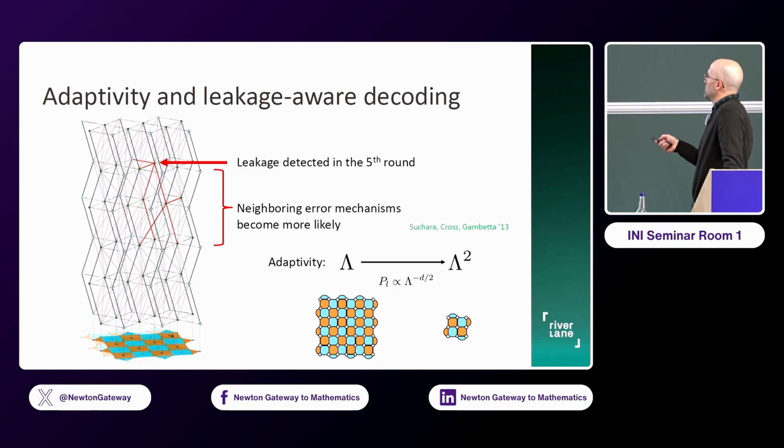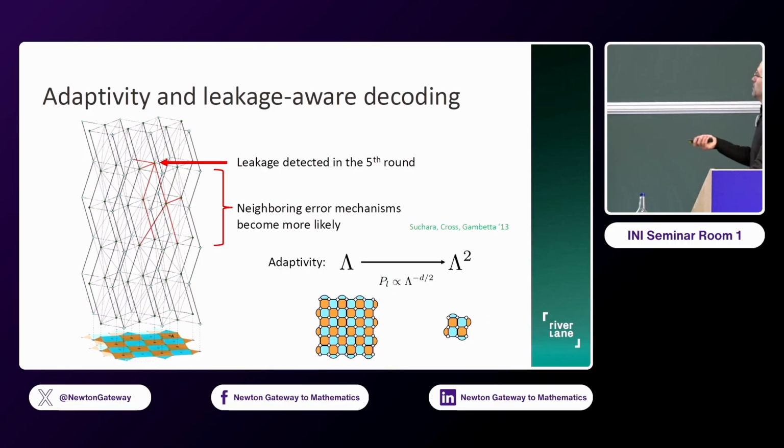And that's great because the squaring of lambda basically means that we can use a code that's half the distance compared to a decoder that's not adaptive. And that means we're going to be able to do the same quantum computation with much fewer physical qubits compared to otherwise.